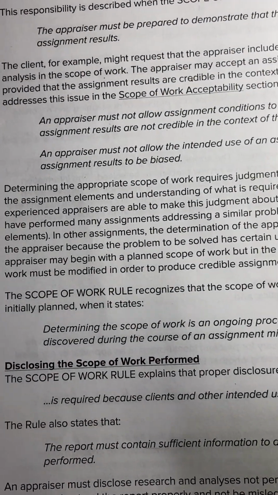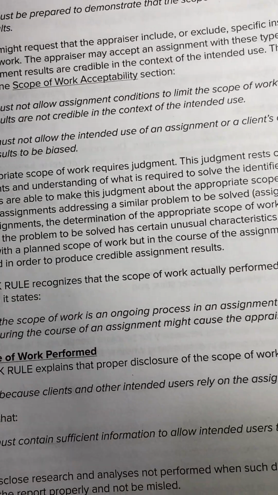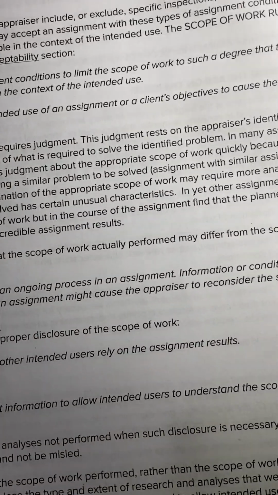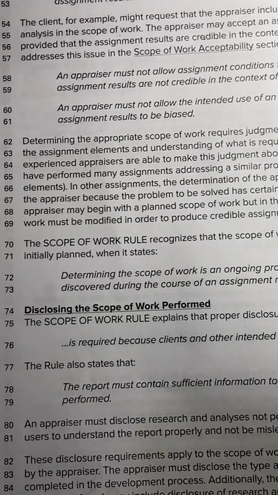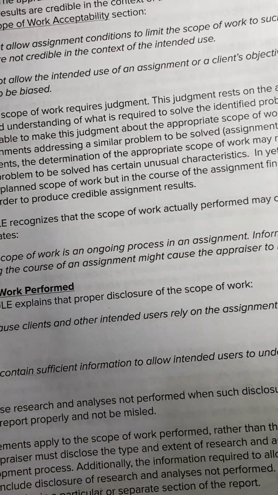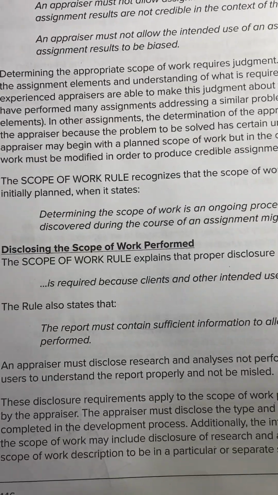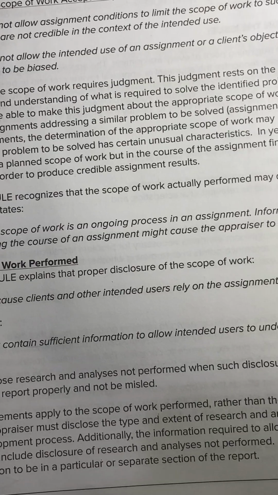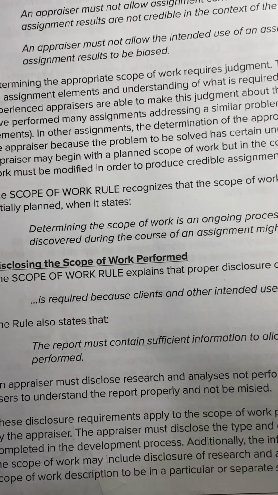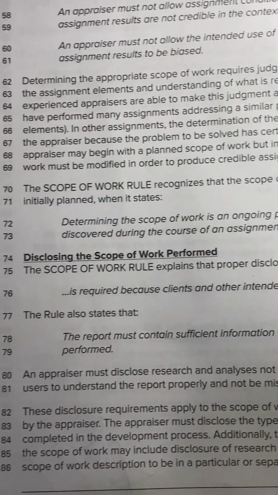Disclosing the scope of work performed. The scope of work rule explains that proper disclosure of the scope of work is required because clients and other intended users rely on the assignment results. The rule also states that the report must contain sufficient information to allow intended users to understand the scope of work performed. An appraiser must disclose research and analysis not performed when such disclosure is necessary for intended users to understand the report properly and not be misled.